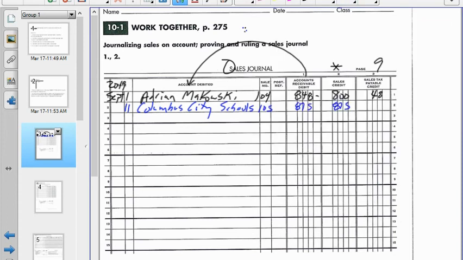Last up, on the 28th, sold merchandise on account to a company called Swift Delight. Total amount of sale was $1,460. My sales tax was $87.60. My total amount was $1,547.60.